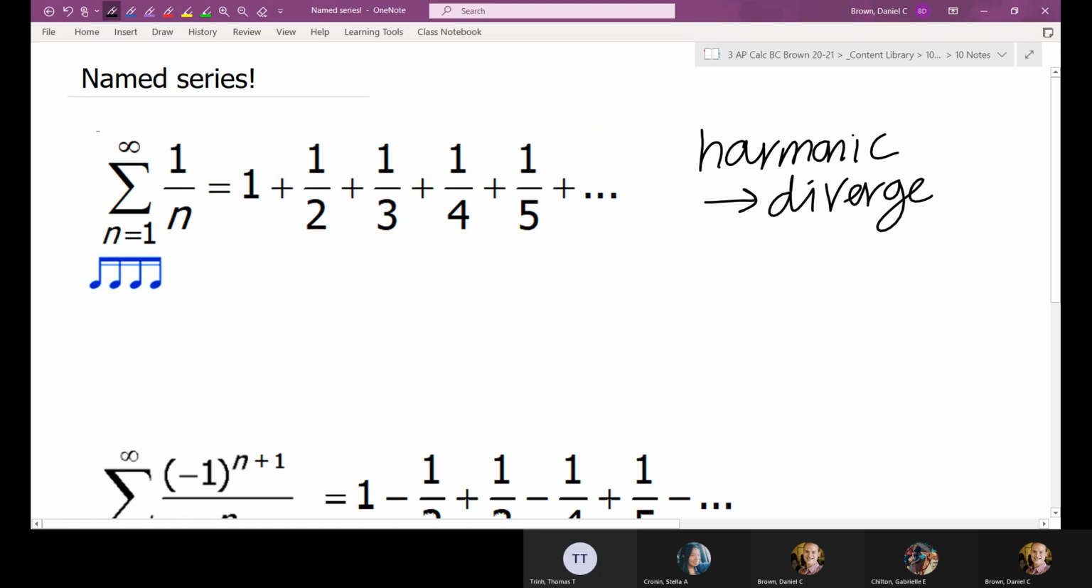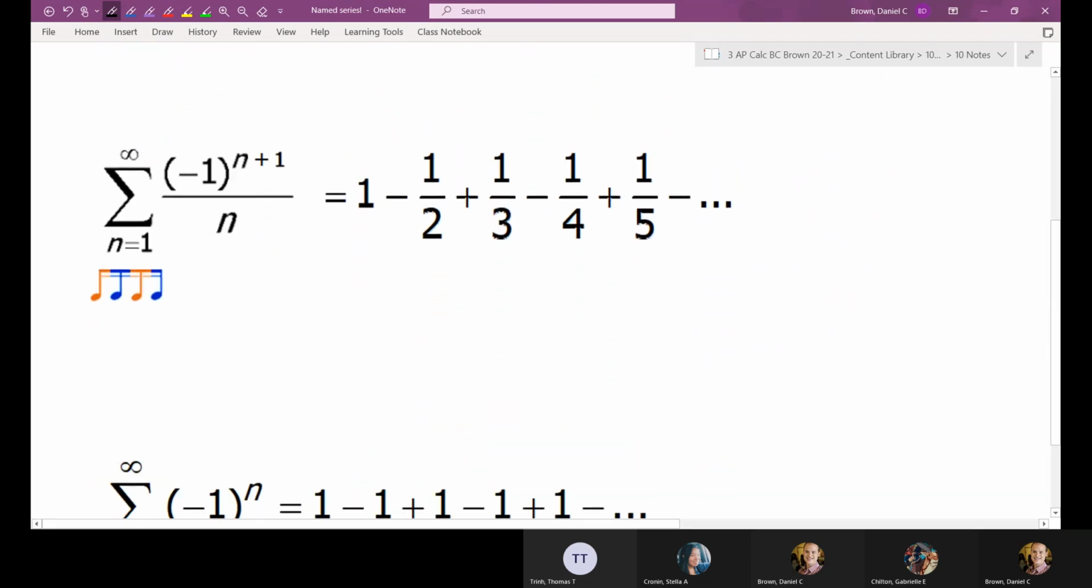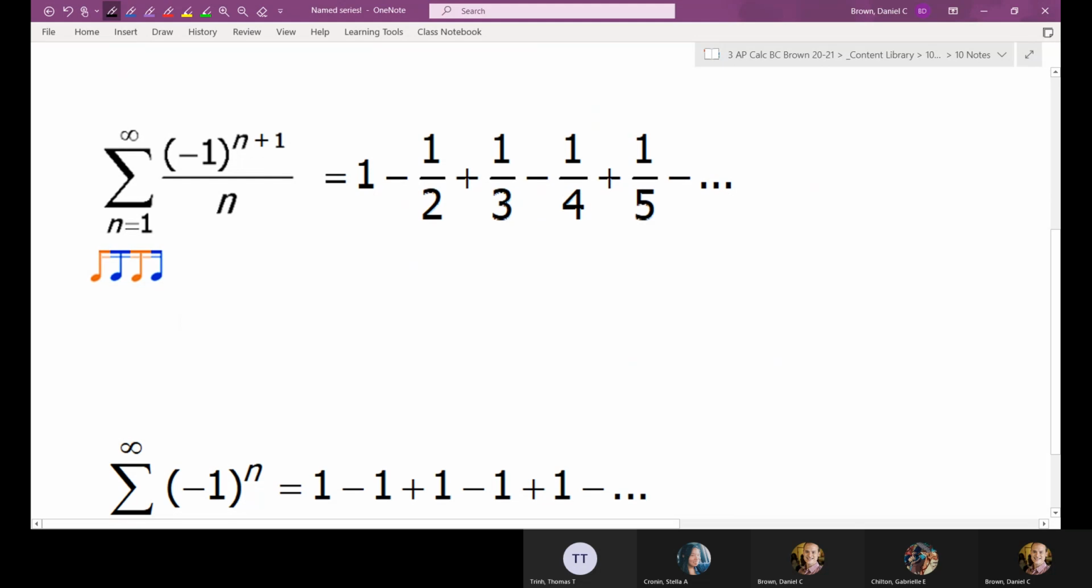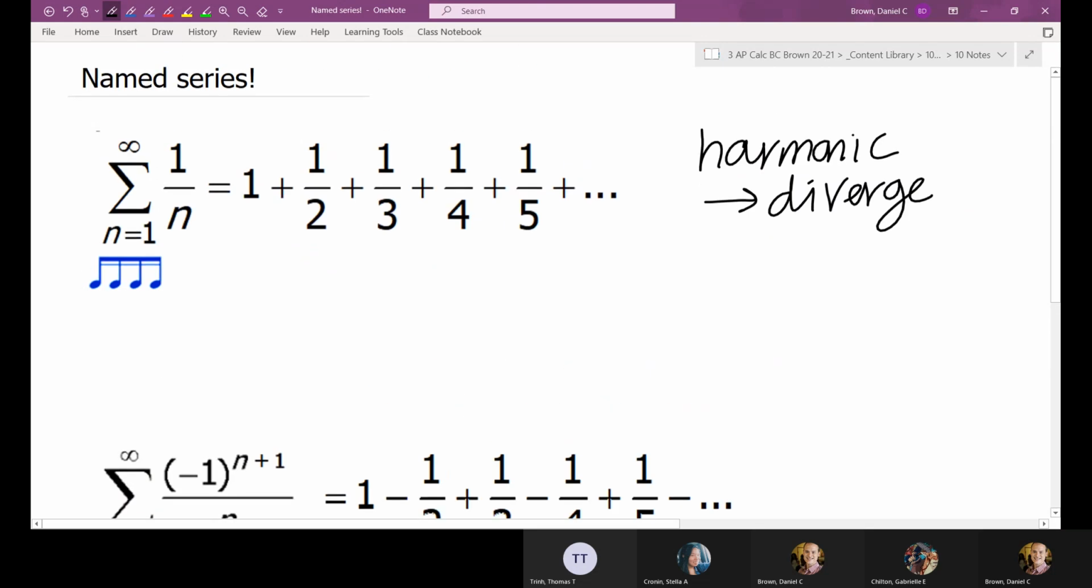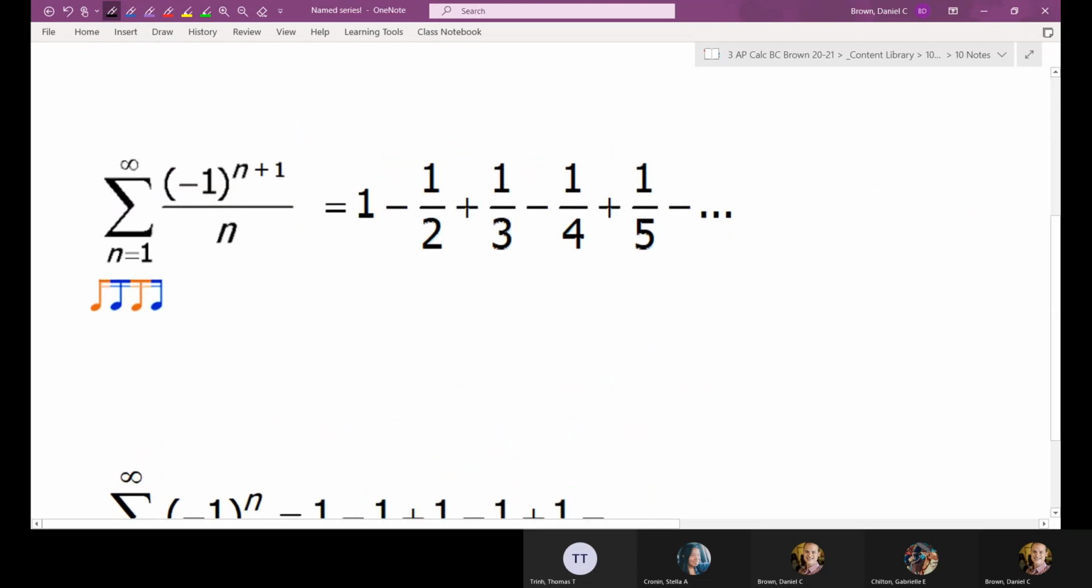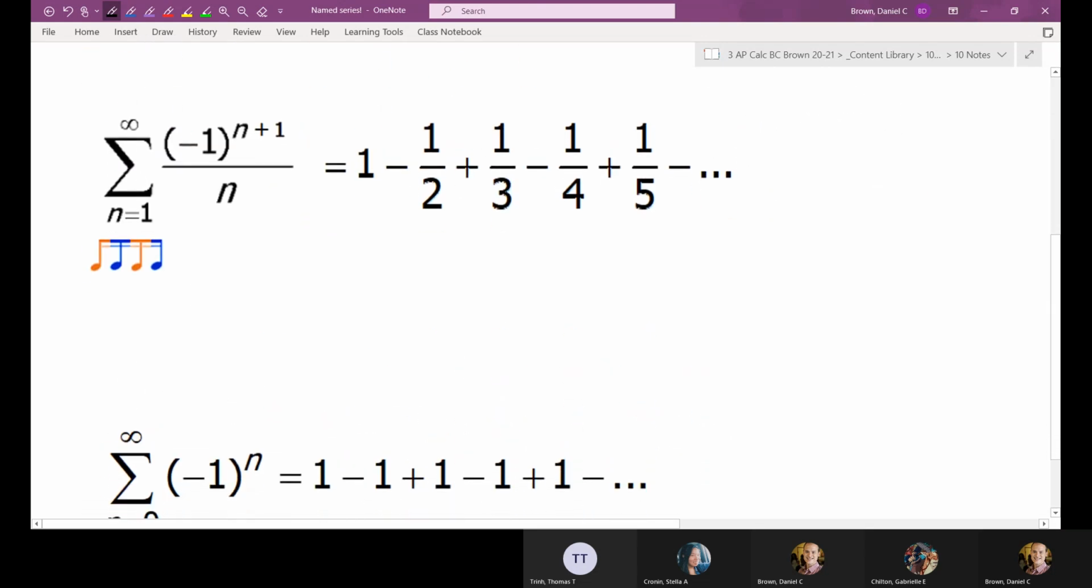The one that we just did is also a named one that from now on we never actually have to justify our answer for. What do you think the name of that series is going to be? Which one did it look like? It looked like 1 over n, but it's alternating. So what name does it have? Alternating harmonic. Not exciting.